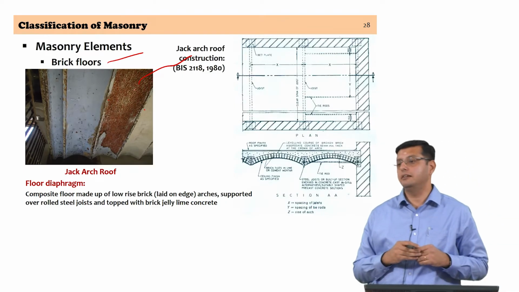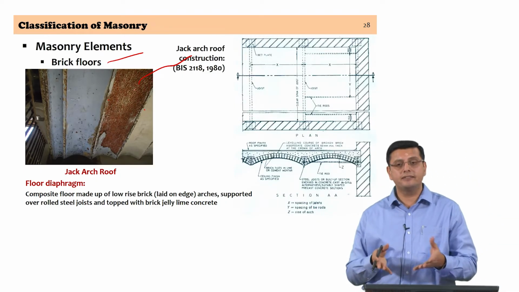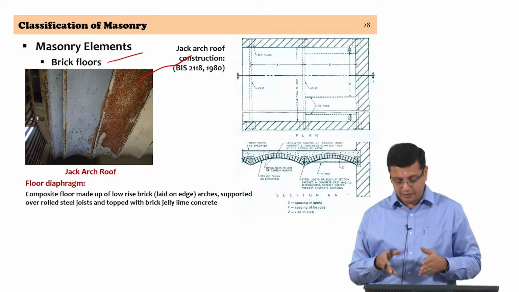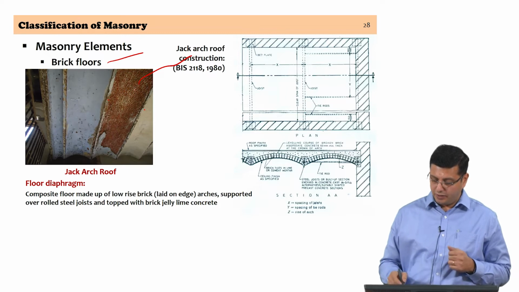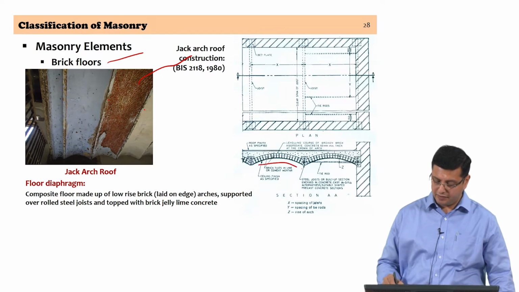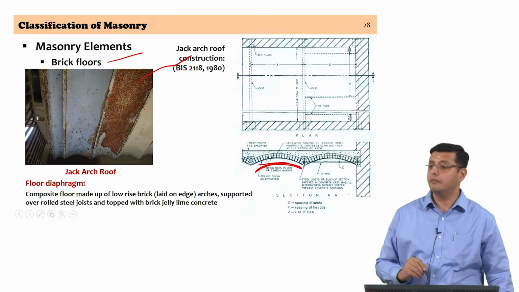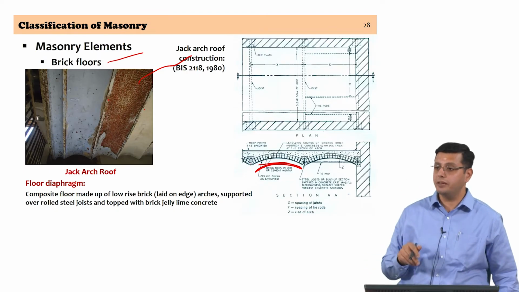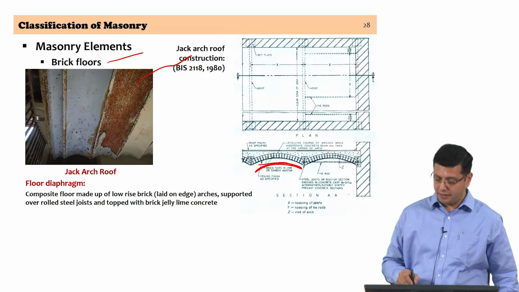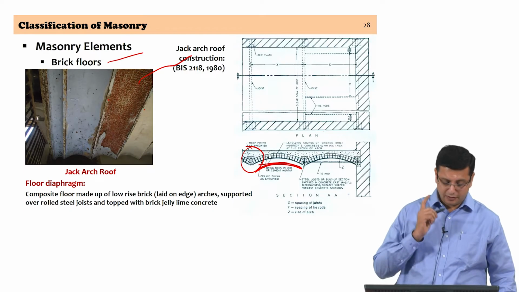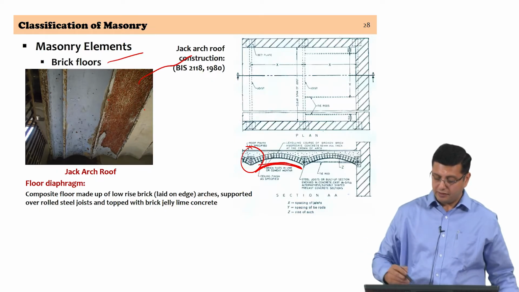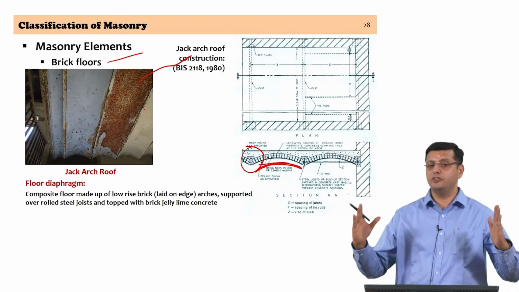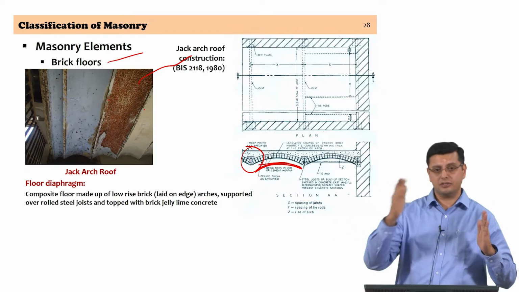Again, there is an IS code that regulates the way this is constructed, a code of practice for the jack arch construction, and you can actually see how the arch itself is sitting between the rolled steel joists. So, you have the I section here, what you see here is an I section. The I section spans across the room, and then the I section itself is used for seating the arch and construction of the arch.